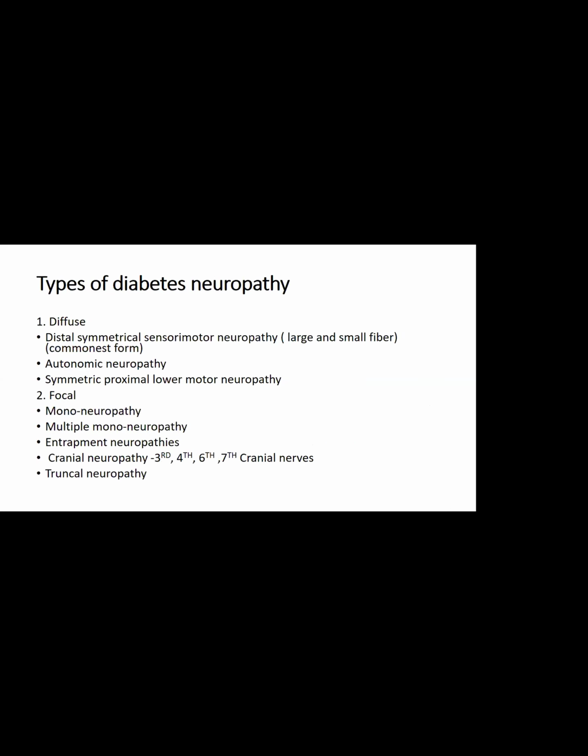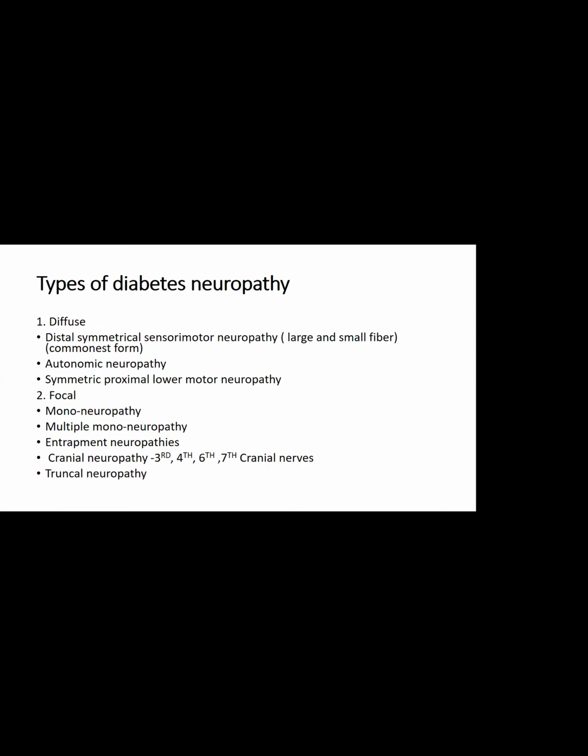We can say there are two types, or classification, of diabetic neuropathy: the diffuse neuropathy and the focal neuropathy. The diffuse one is commoner than the focal. The diffuse one includes the distal symmetric sensorimotor neuropathy, which affects the large and the small fibers, and is the commonest form. You have the autonomic neuropathy, symmetric proximal lower motor neuropathy.